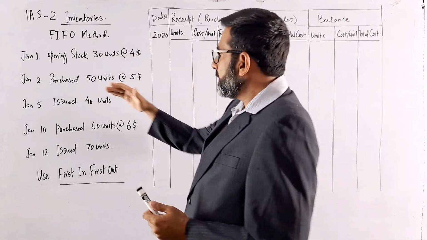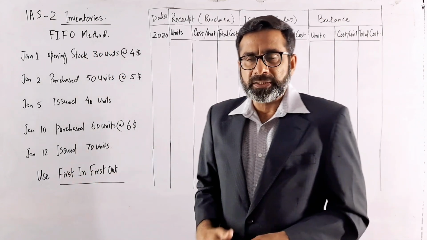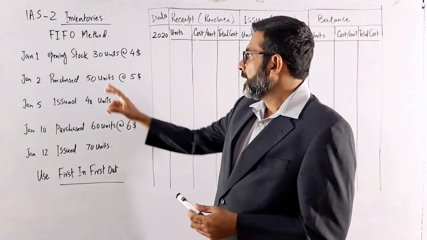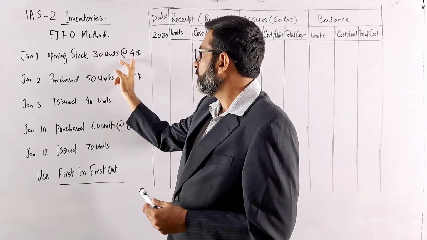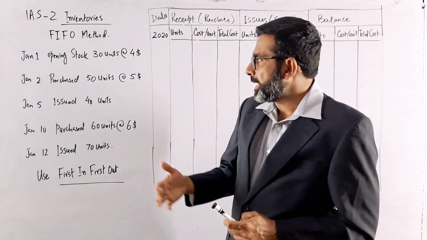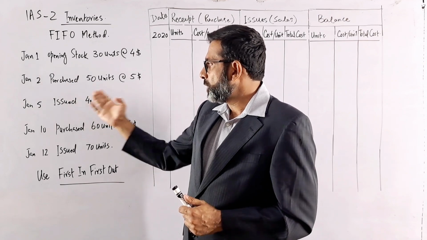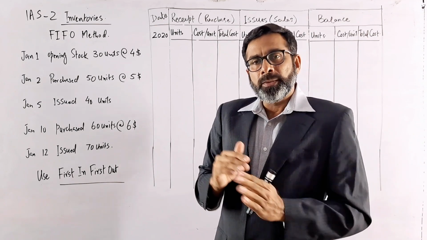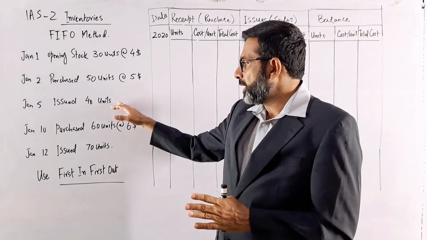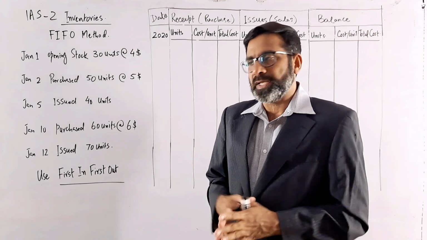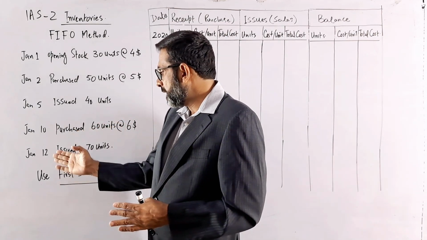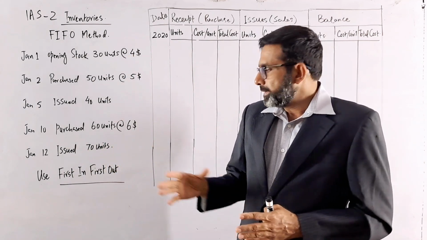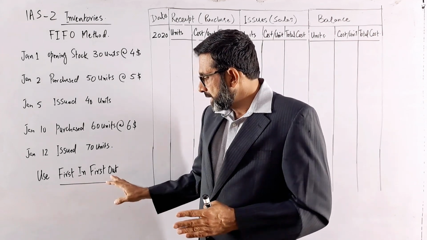Now, if we see here, we have almost four transactions. The first one obviously is the opening stock. The opening stock of this organization is 30 units, and 1 unit is worth $4. Then on the 2nd of January, they purchased some units, then they issued some units. Issue here means there are two options: issued to the production line by the store, or issued to the customer as a sale. We can consider both. Then again they purchased some units, then again issued some units. There are 3 or 4 main transactions, and the method is first in, first out.